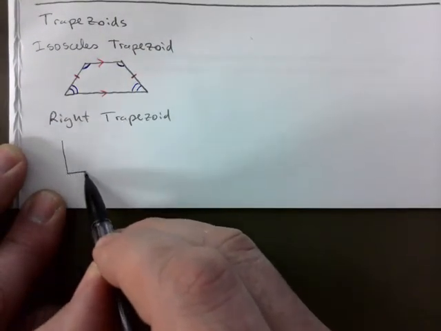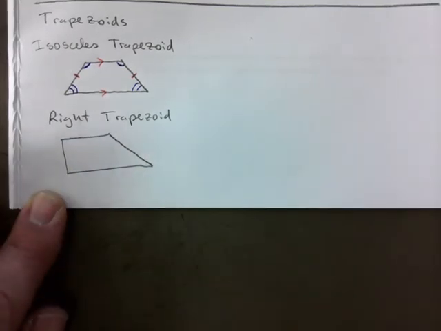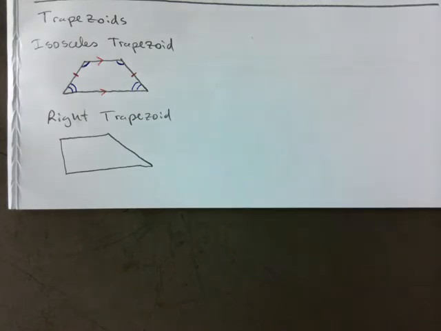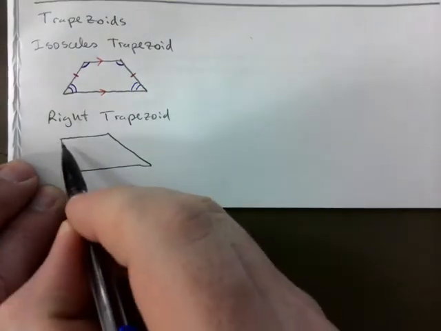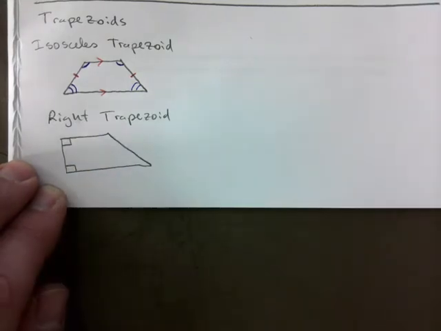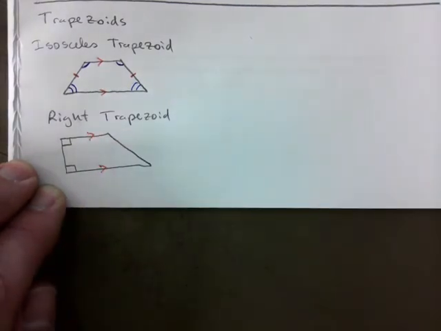And right trapezoid is basically where one side was cut off again. So you have your 90 here, of course. That's where the right comes in. The bottom is parallel to the top. And that's it for that one.